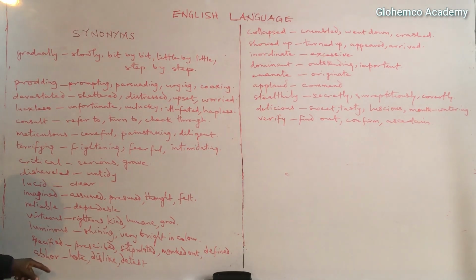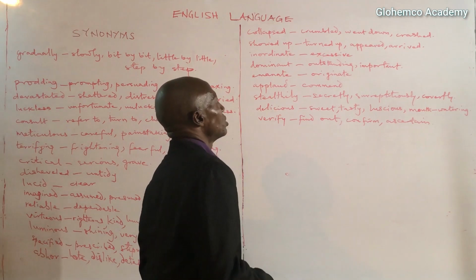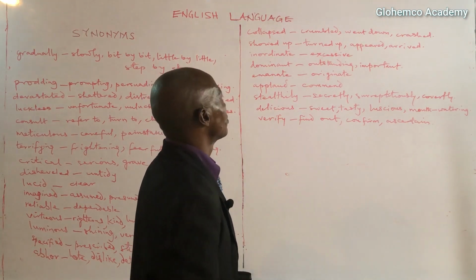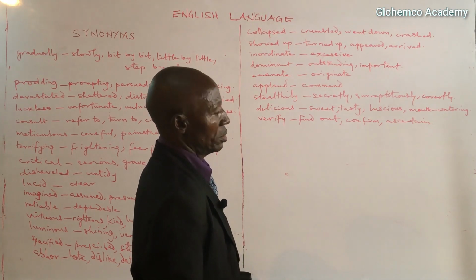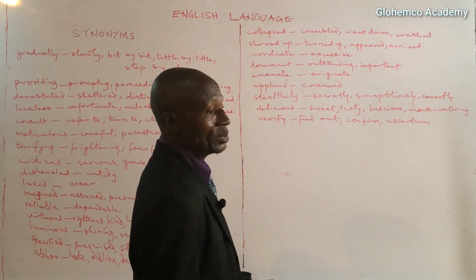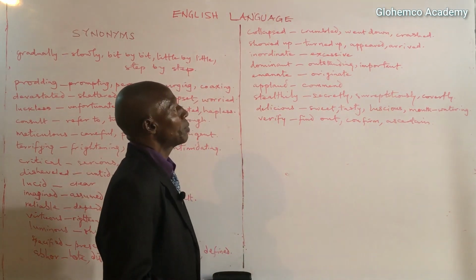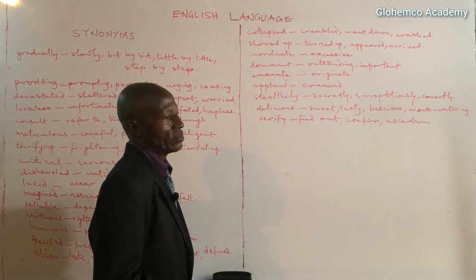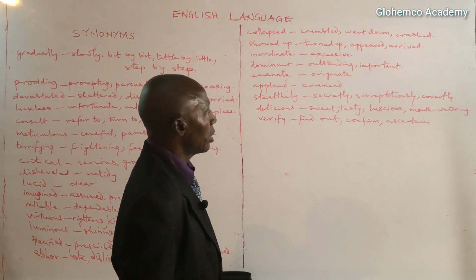Abhor. This is abhor. Please take note, not harbor. We have harbor, but this is abhor. Abhor means hate, dislike, or detest. Alright, collapsed, crumbled, went down, or crashed. The building that was built a week ago has collapsed. So, crumbled. So, showed up, turned up, appeared, or arrived.